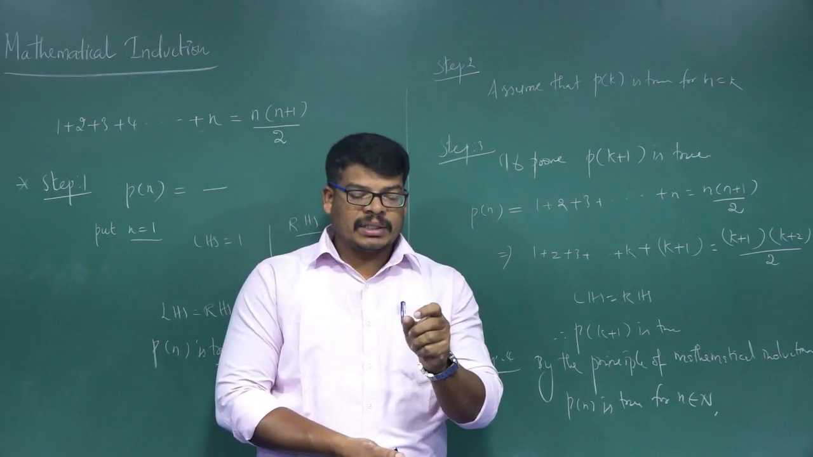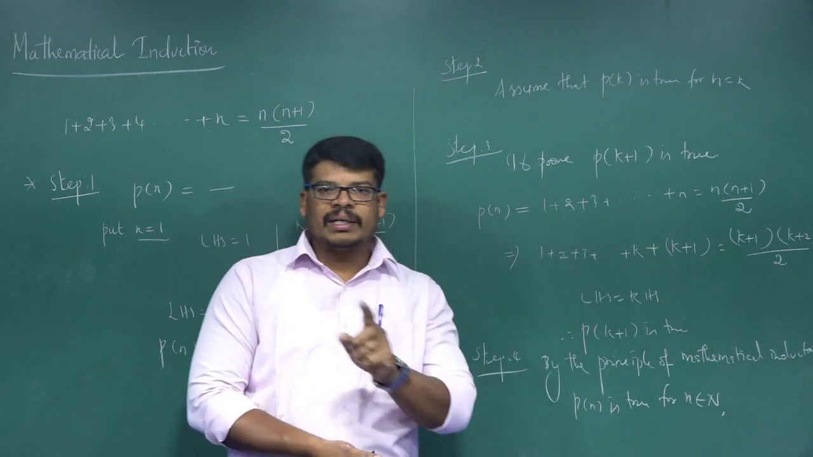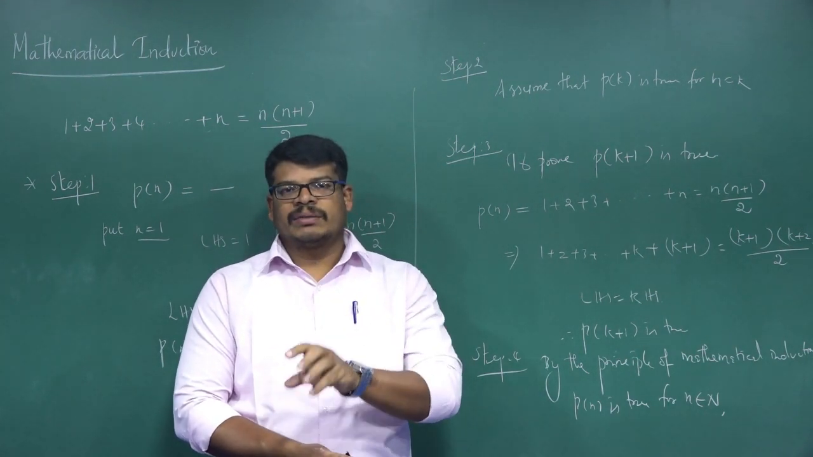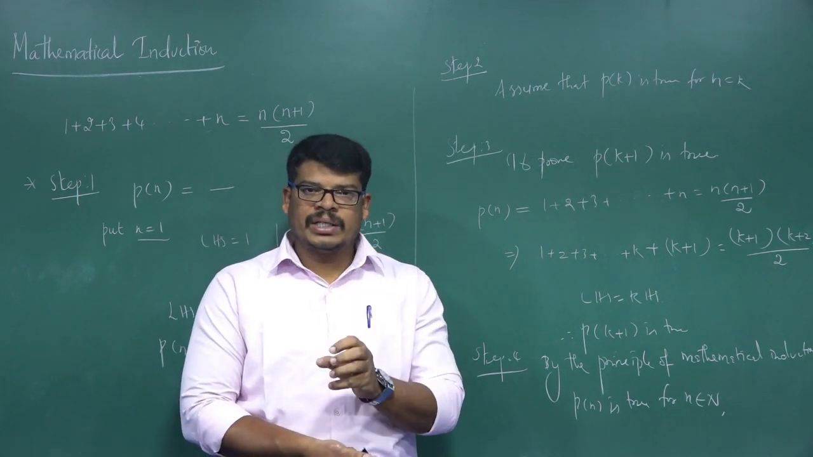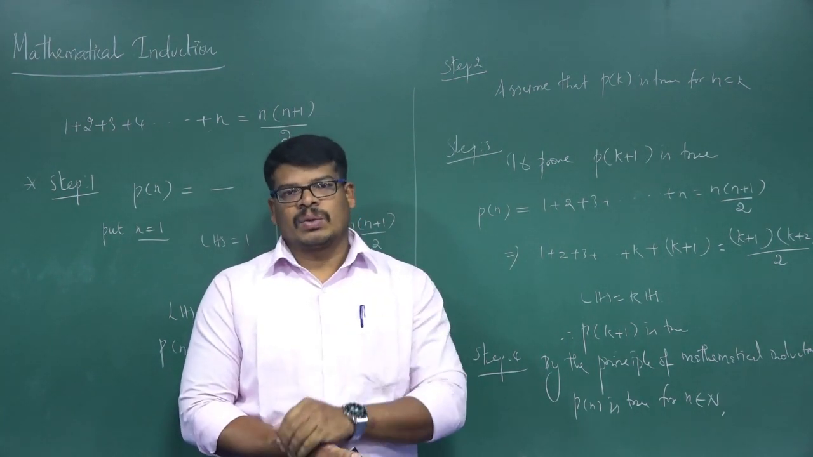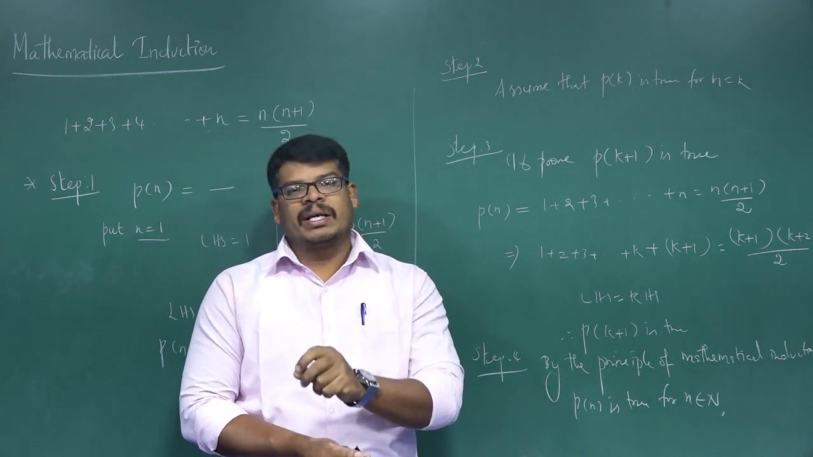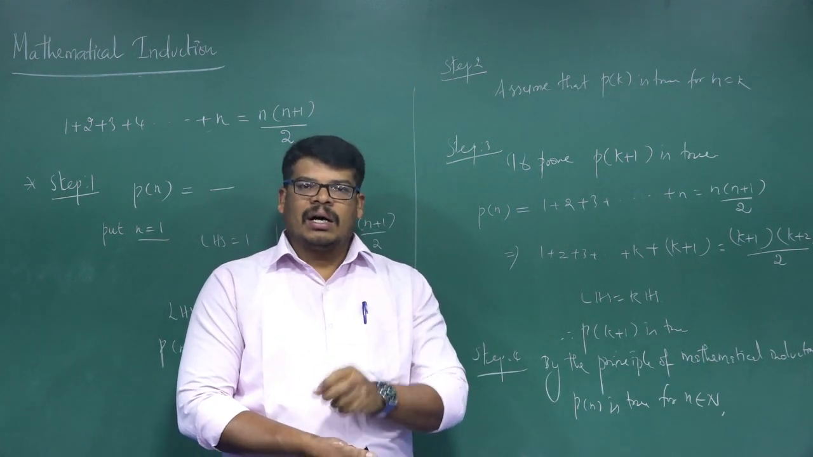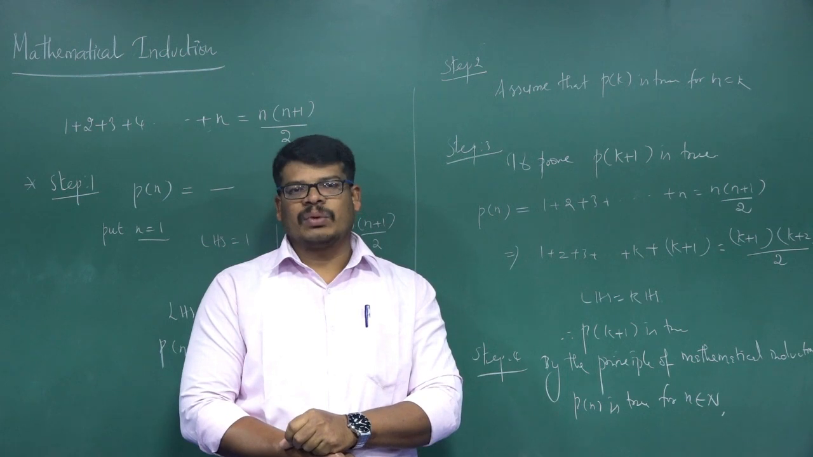For n equal to 1, take the LHS value and the RHS value; the left hand side should equal the right hand side. We have to prove P of n is true. The next one, step 2, is to assume that P of k is true: put the value n equal to k and substitute in the statement P of k. And step 3 is to prove P of k plus 1 is true.